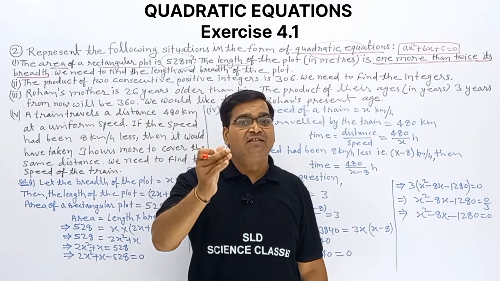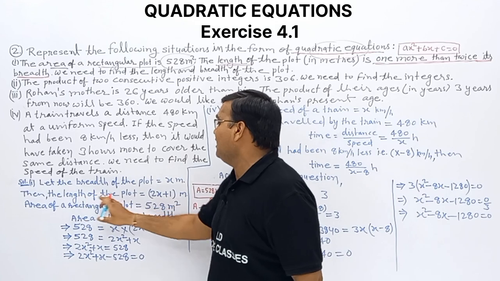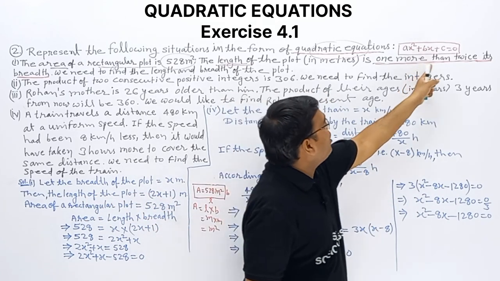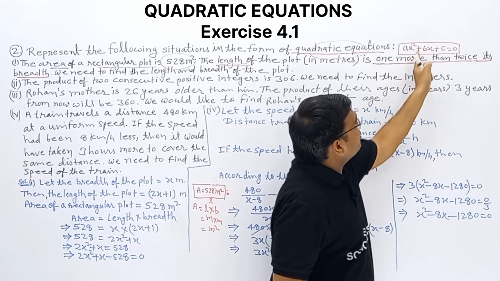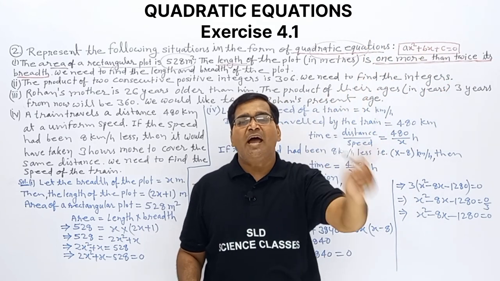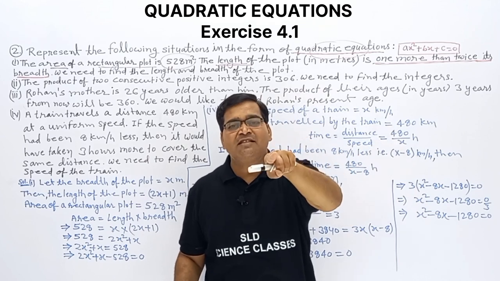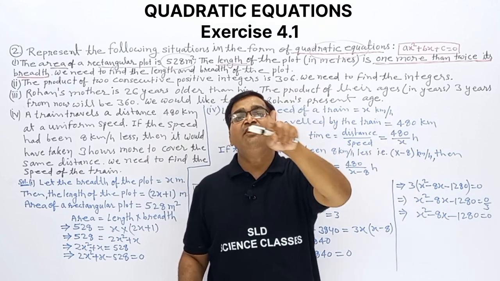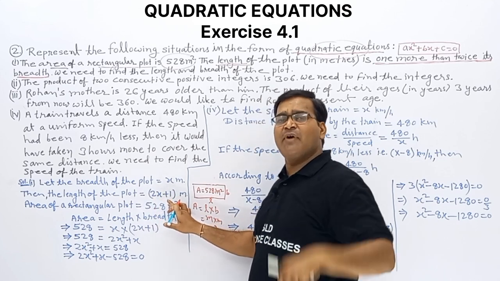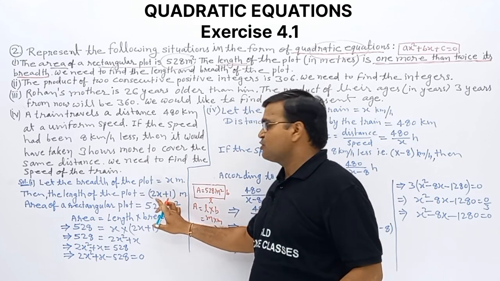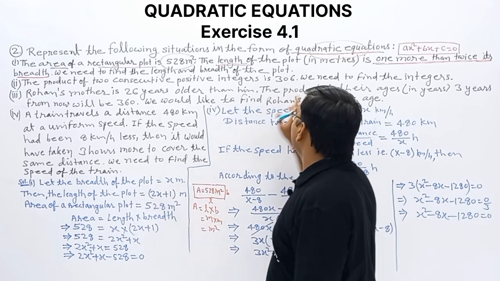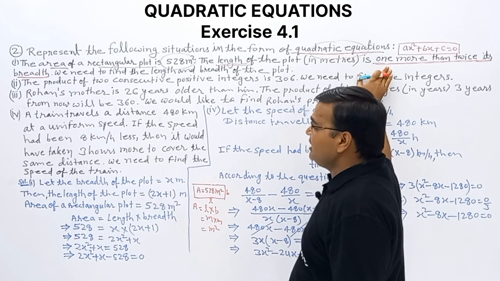Then what will be the length? Length is one more than twice its breadth. The breadth is x, twice its breadth is 2 times x, and one more, so we will add 1. So twice the breadth plus 1, that is 2x plus 1, will be the length in this situation.